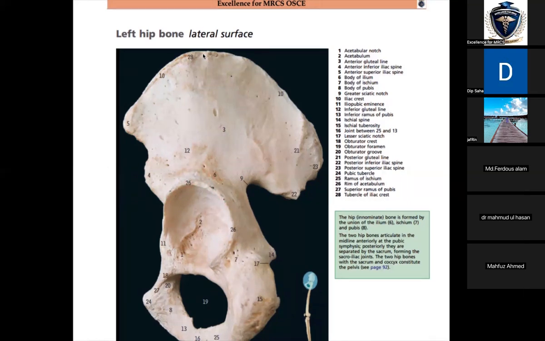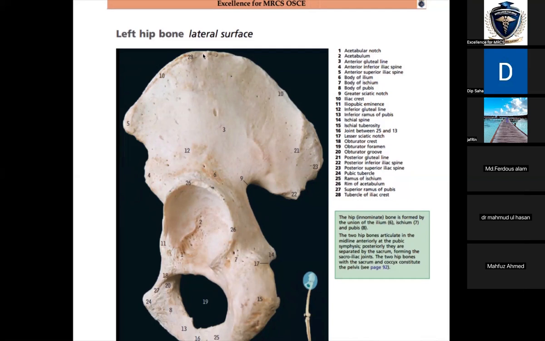And from the lower portion, there is another structure coming, called the iliofemoral ligament. But that is not important for your exam. You'll have to remember only the things I am telling you. Okay, am I clear? Yes.